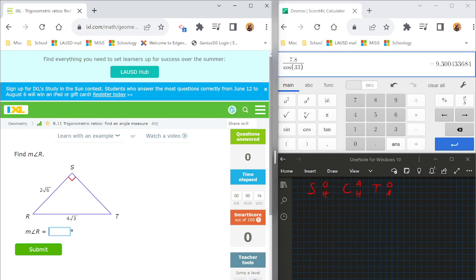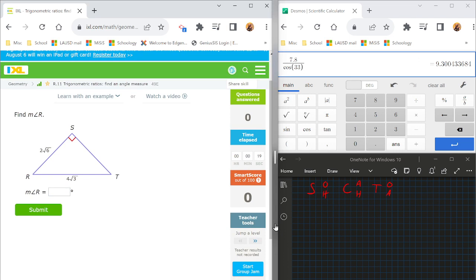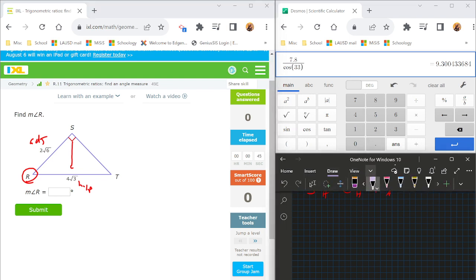So I want to find angle R. Let's come down here. Let's turn on my pen. So here's angle R. There's my right angle. That makes this my hypotenuse. This is my adjacent leg because it's connected to the angle R. Hypotenuse is also connected to it, but it's across from the right angle. So adjacent and hypotenuse, that's feeding my, I want a new color. Let's go white. My cosine's got adjacent and hypotenuse in it.